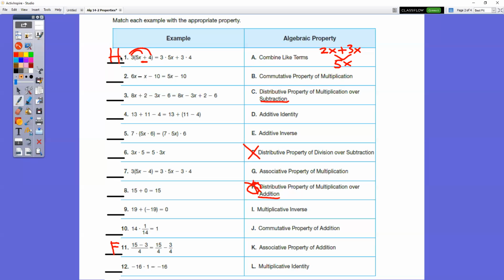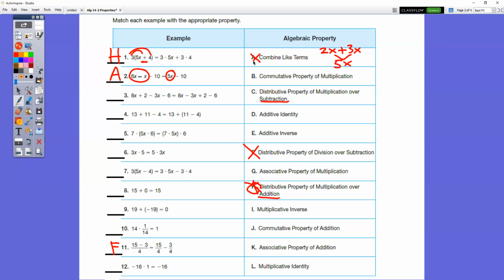In number 2, we are going from a 6x minus x to a 5x. Well, what are we really doing there? The letters are on the same side of the equal sign, and we're combining our like terms. This one is A.